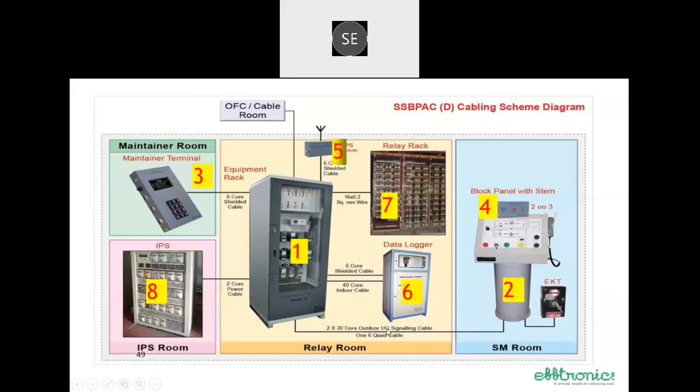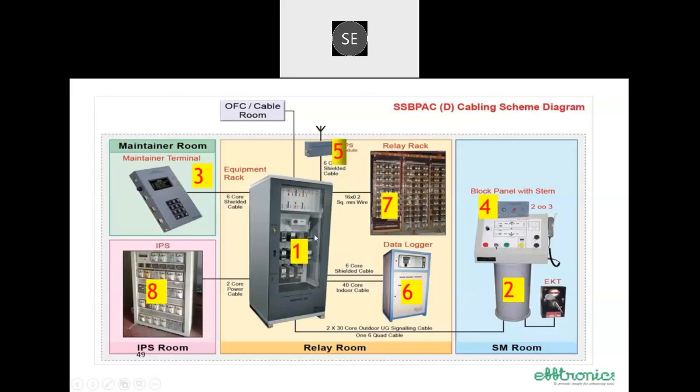Underground signaling cable, or outdoor signaling cable, or jelly filled cable is used between the block panel and the equipment rack for giving inputs from the block panel and exchanging communication between them. A 40 core cable is used between the block instrument and data logger for wiring all these relays, buttons and keys into the data logger for monitoring purposes.